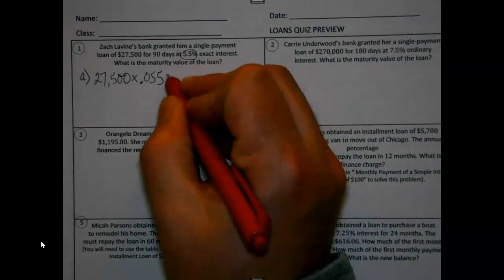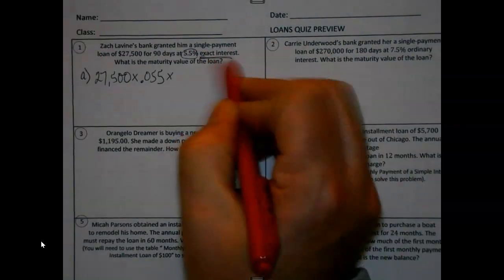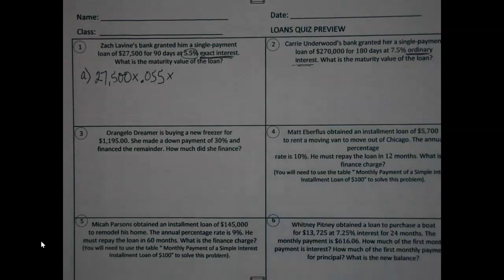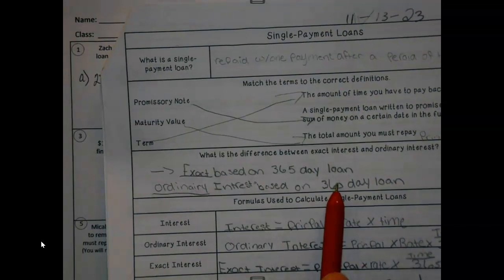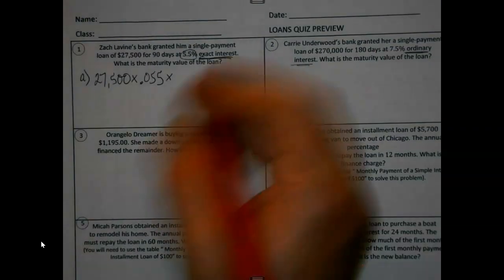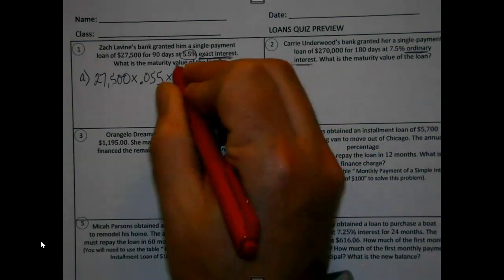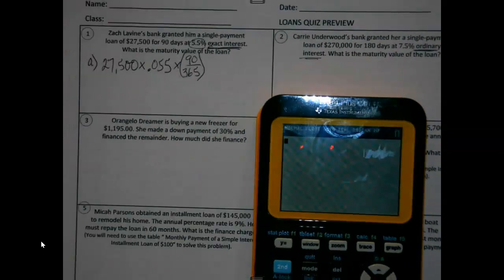But here's the part I've got to remember. Exact interest versus ordinary. Again, if I have my packet, I know exact is 365, ordinary is 360. So, the number of days out of 365 in this case. And would it make that big of a difference if I use 360? It may be a few cents, but hey, a few cents on a quiz is a lot of stuff.